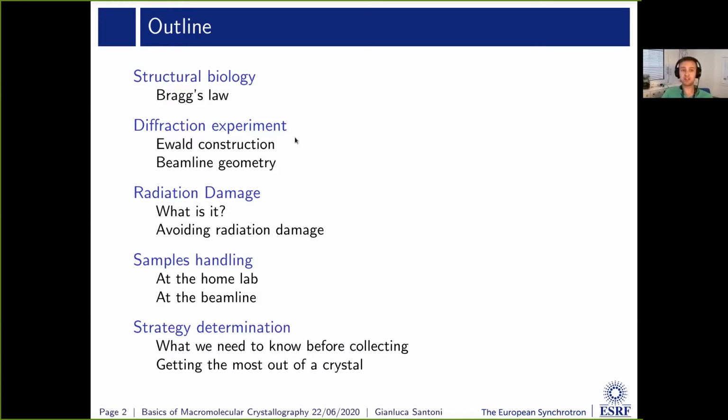But actually we will see that this is not true because of radiation damage, which is a very big deal, especially in protein crystallography, not so much in material science. Due to the different techniques that we use to avoid radiation damage, we will see that there are different ways to handle crystals, either at room temperature or at cryo temperature. And we will see what are the main tools to go from the home lab to the Beamline. I will explain you then what's the basic setup of the Beamline. And finally, I will briefly talk about how to determine the proper strategy to collect the optimal data from your crystal.